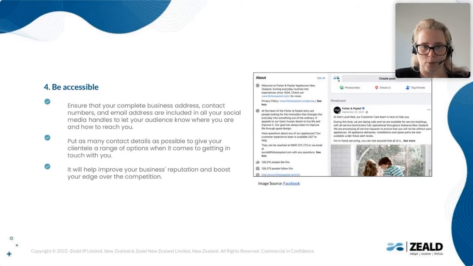So be accessible. This is a very important one, and what I see is a lot of people have info on their website. They're not bringing it through to their social media and other spaces they have online. So ensure that you complete your business address, contact numbers, and email addresses, and that they're all included where possible in the social media handles and little about us areas, so that your audience knows where you are and how to reach you.